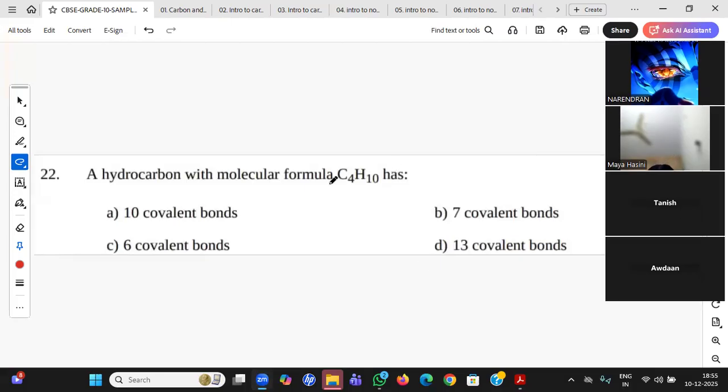Try to draw the structure and you see what this general formula matches. CnH2n plus 2. 2 times 4 is 8, plus 2. It's an alkane, or you can say butane. Mega, right answer. Come on, Avdan. Maya, right answer. Come on, Tanushri, Avdan.